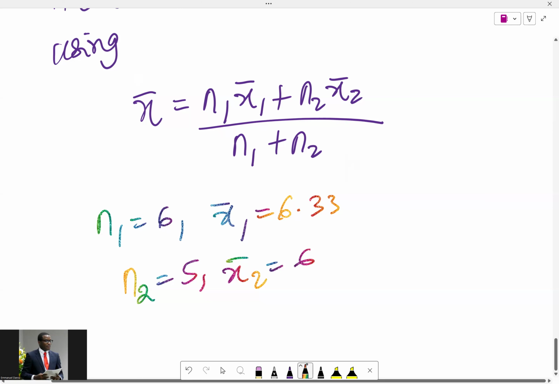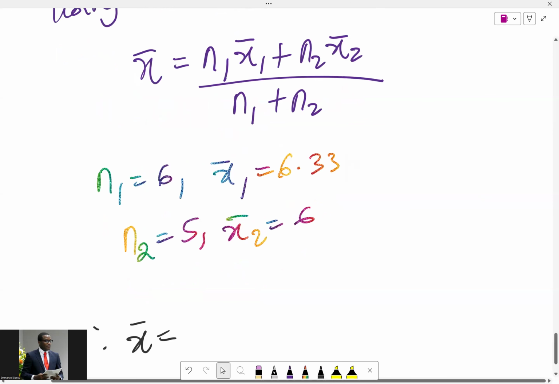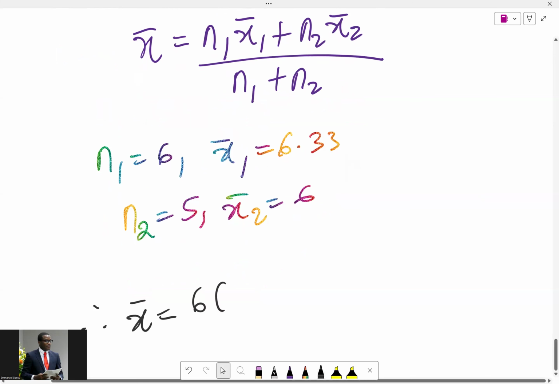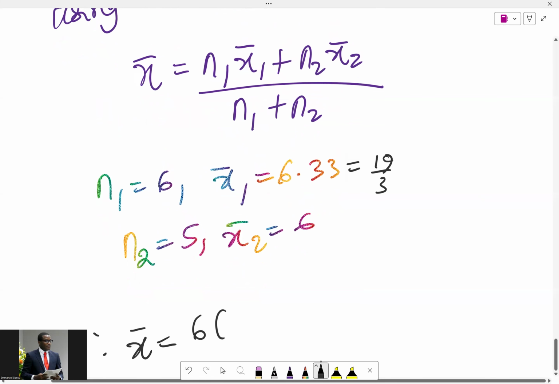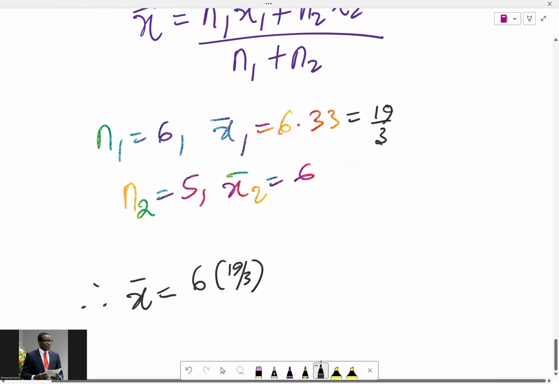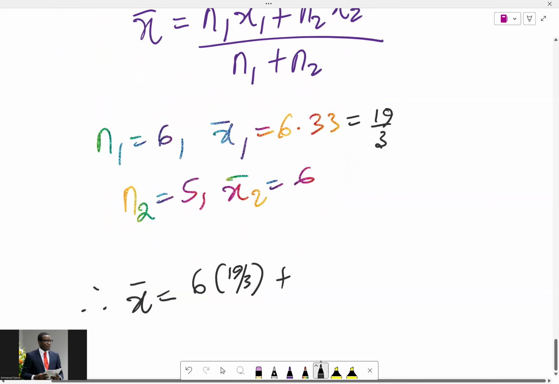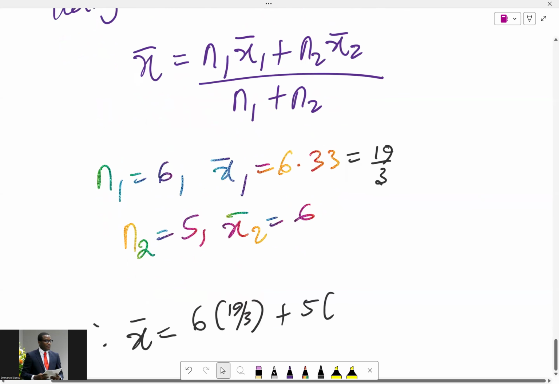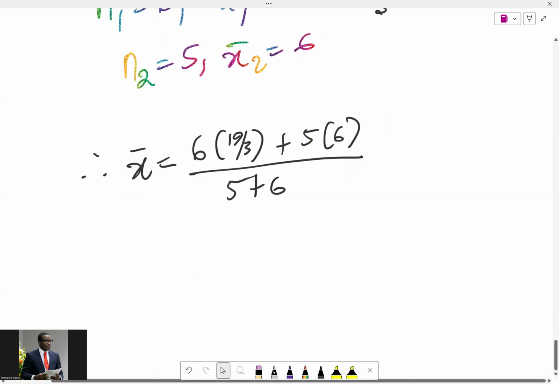I think that's all we need. So now we can say therefore X bar is equal to N1, which is 6, times X1 bar. Allow me to use 19 over 3. I keep getting tempted, I'm seeing a prospect for 19 over 3 here. So 19 over 3 should go because we are going to have a neat result with this, plus N2, which is 5, into X2 bar. X2 bar is 6, divided by N1 plus N2, that's 5 plus 6. Okay, this is looking good.